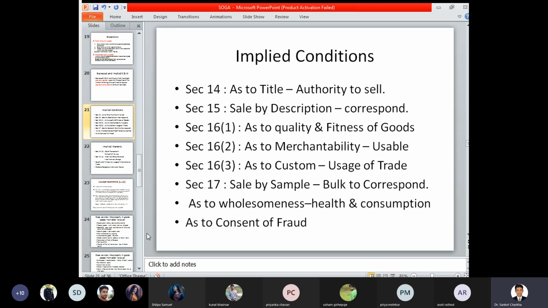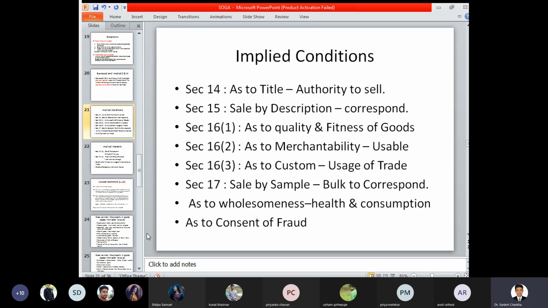Now what is our assumption? Based on our implied condition, the title of the goods, the ownership of the goods, is with the seller only. That is, the seller has gone to a particular manufacturer or a particular wholesaler, and from that location he has purchased those goods and services.